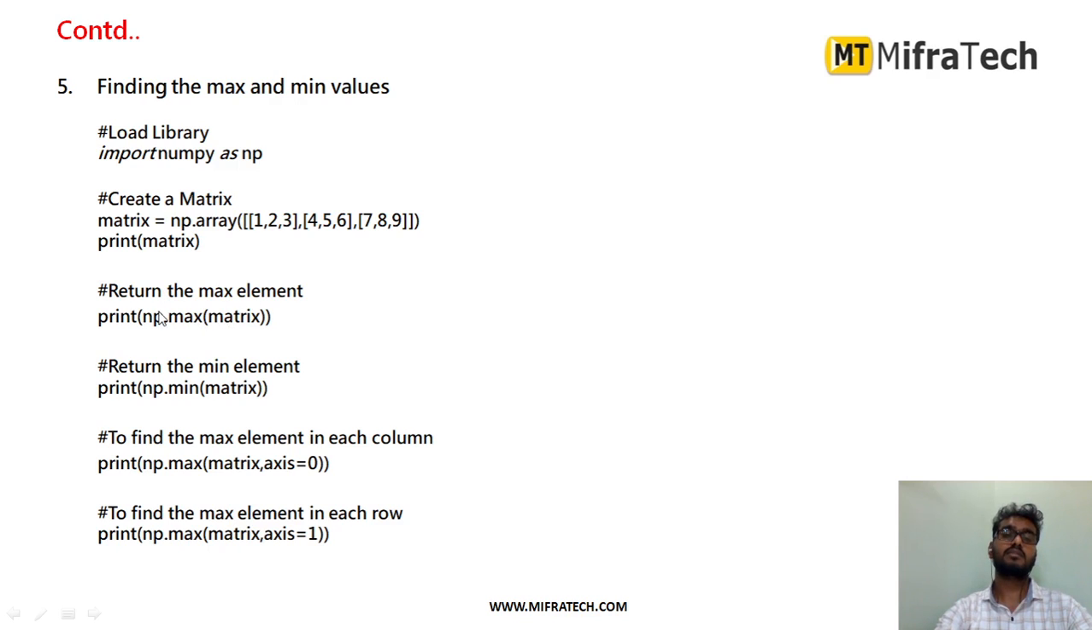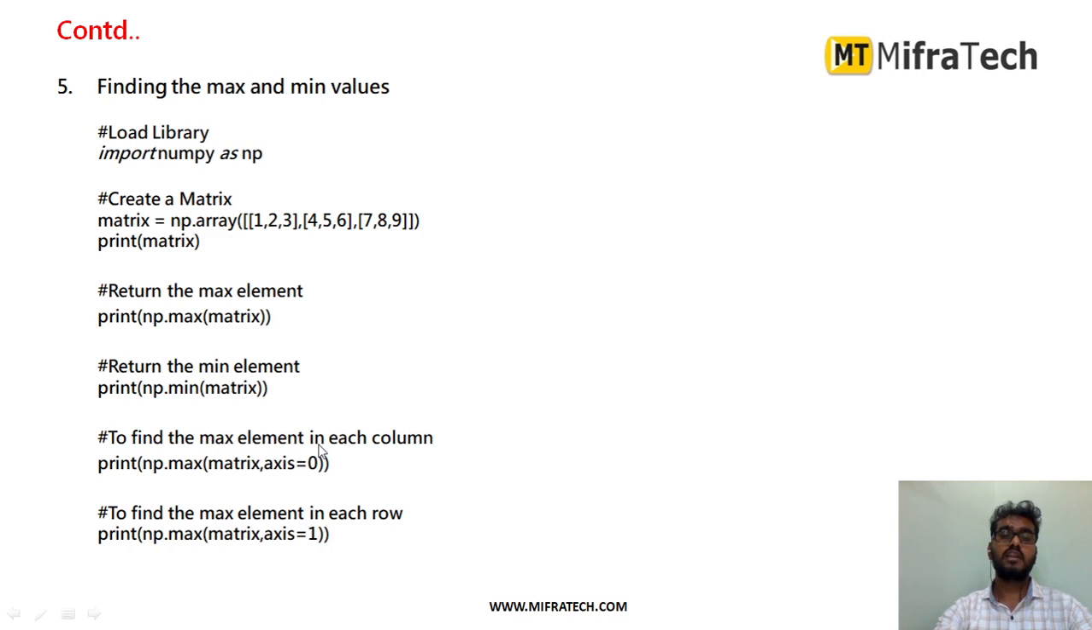This syntax is very simple. Just using np.max of that matrix name, the maximum value in this matrix is 9, so I am going to get the output as 9. Similarly, when you want to print the minimum element, we use print of np.min of matrix. So just using np.min of matrix, I am going to get the minimum value, that is 1, as the output.